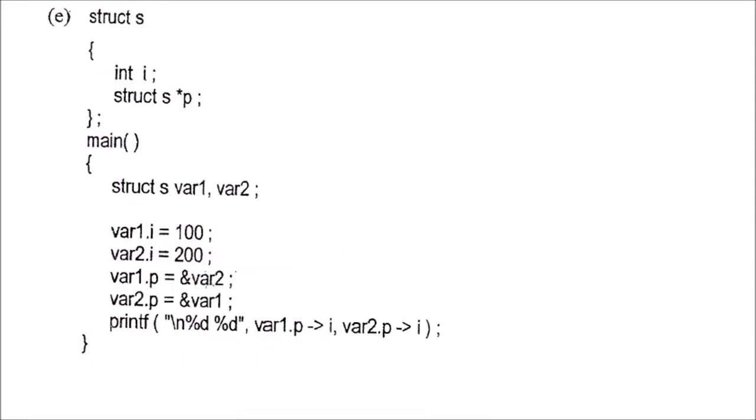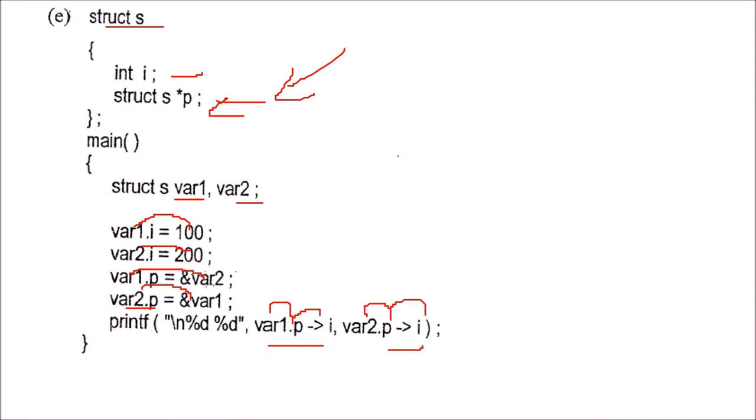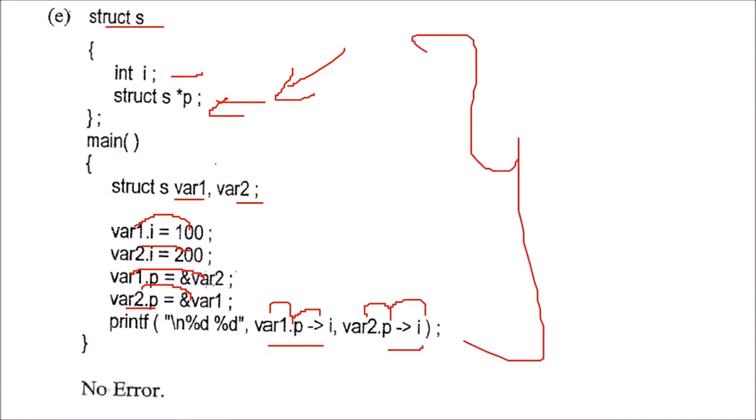We have a structure, inside we have a content, and the other content is actually a pointer to this structure only. We use this heavily when we deal with data structures, trees and linked lists. So what we are doing here is declaring 2 variables. We are assigning i for first and second 100 and 200, and then we are assigning the address to this p, second one, and first one to this variable 2. And then we are trying to print variable1.p arrow i, variable2.p arrow i. This is all okay. There is no problem in this code.